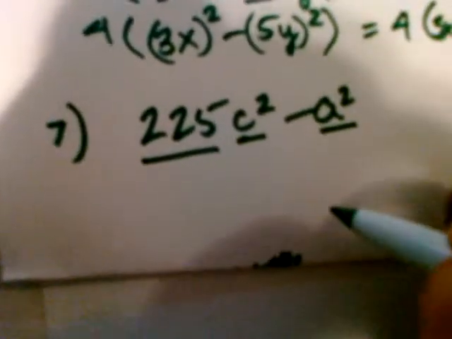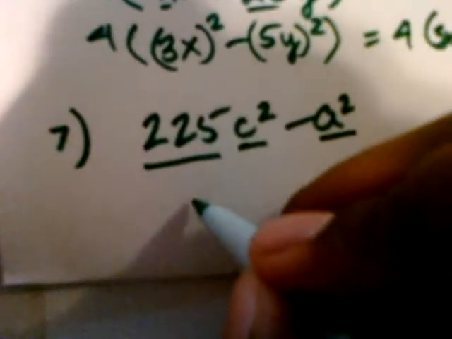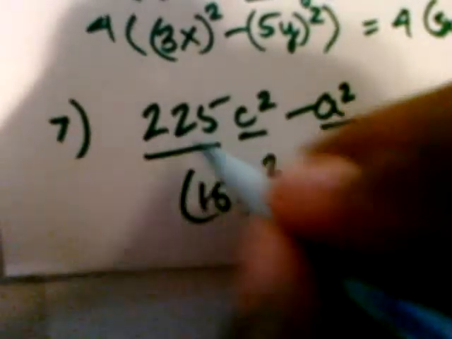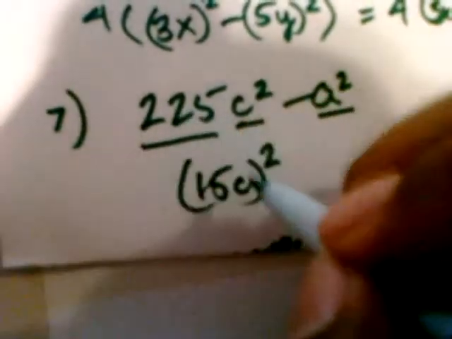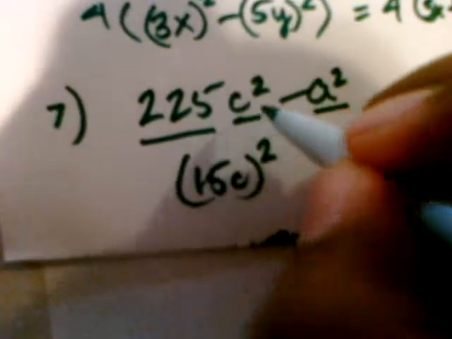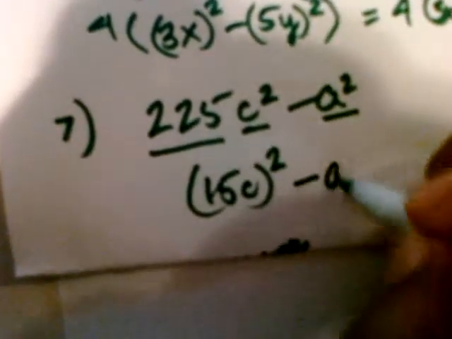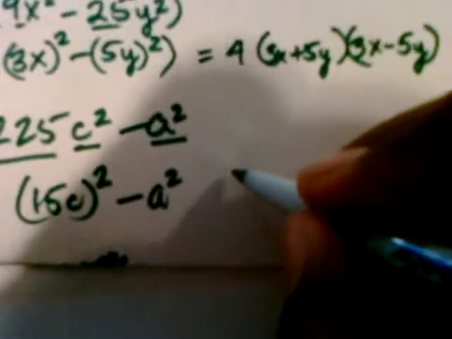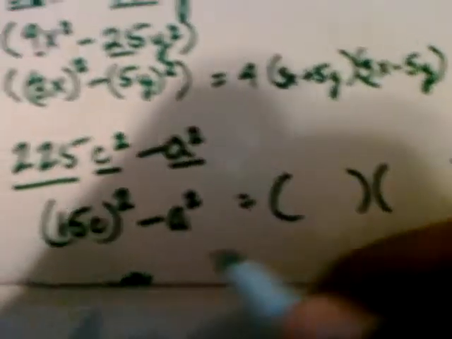So this is the difference of two squares. And so I can rewrite this as 15 times c, and then that whole thing is squared, which will give me, if I square the 15, I get 225. If I square the c, I get c squared, minus a squared.